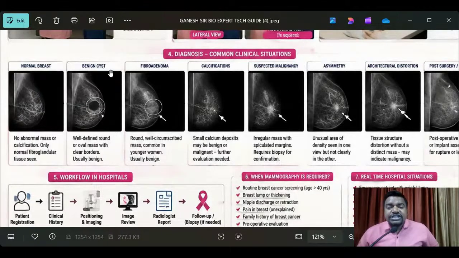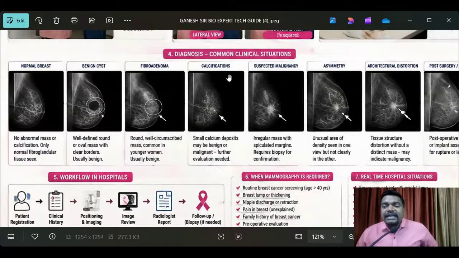And see here, benign cyst: a well defined round or oval mass with clear borders, usually benign. Based on this image, the doctor can give advice, because they have studied this. These are the things that are very important, that is human anatomy. And see here, fibroadenoma: a round, well circumscribed mass, common in younger women and usually benign. This is the breast size and these are the things that appear here. Okay, I hope you got it.